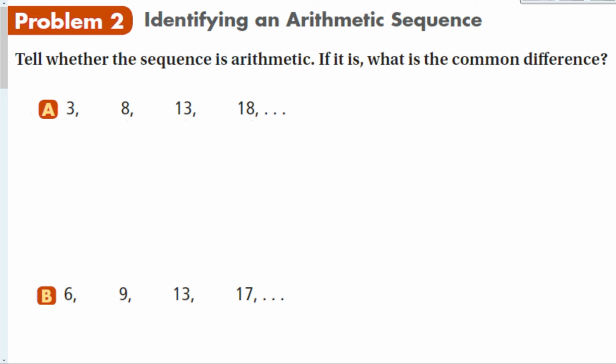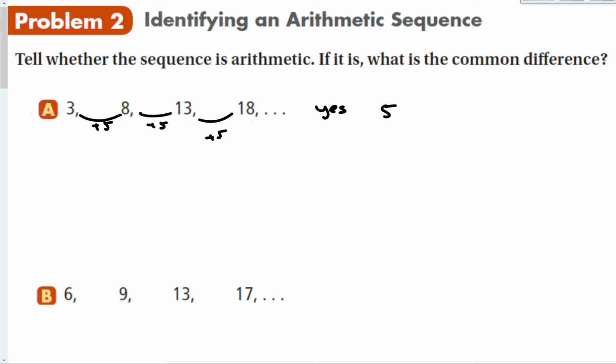All right? So we go 3, 8, 13, 18. Well, for each one, to get to the next one, to get from here to here, here to here, here to here, we are adding 5. And because we're adding 5 each time, yes, the sequence is arithmetic. So it's yes, and the common difference is 5.